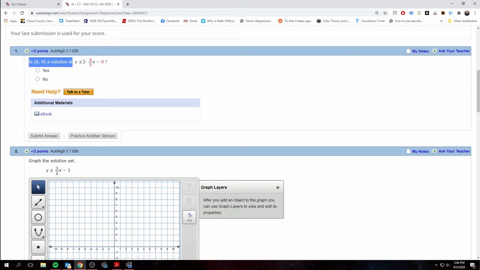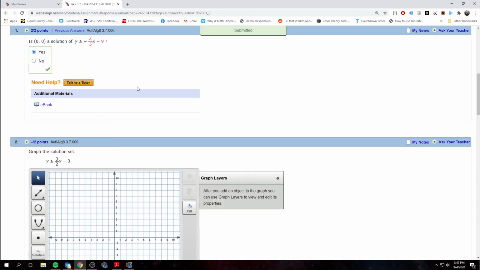I'm not going to solve this for you. So I'll tell you how to do this one. Is 0, 0 a solution of y greater than or equal to this? So what you do in this instance is you take your x value, you substitute it in here, you take your y value, you substitute it in here, and what you get is, I'll just do it, why not? 0 is greater than or equal to 0 minus 9. Is 0 greater than or equal to minus 9? Well, yeah, 0 is definitely bigger than minus 9. So the answer would be yes.